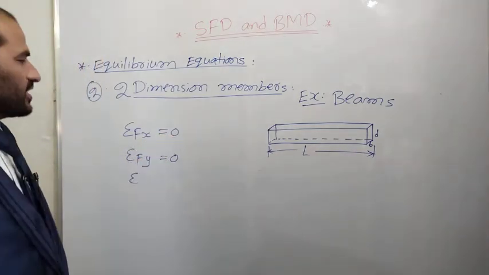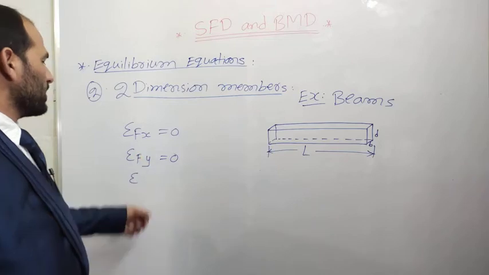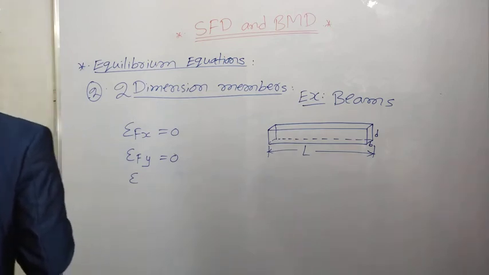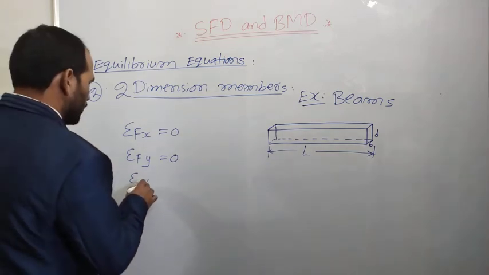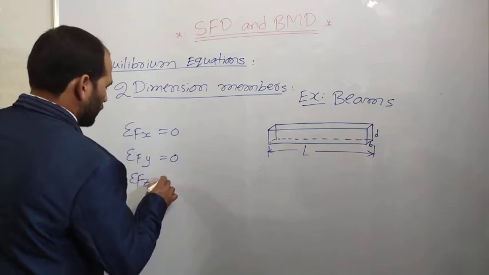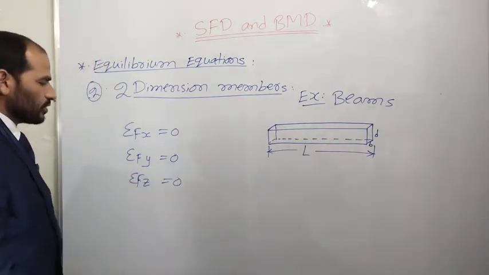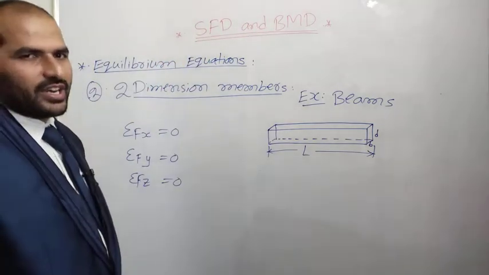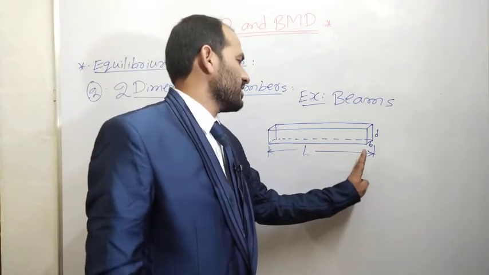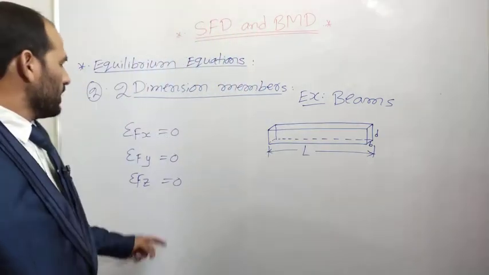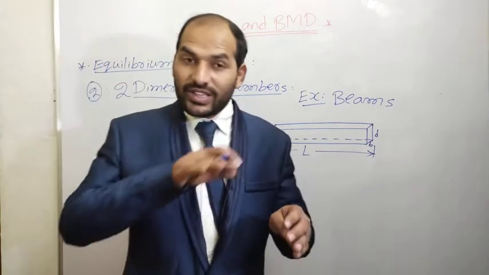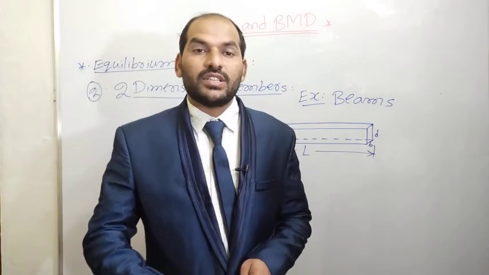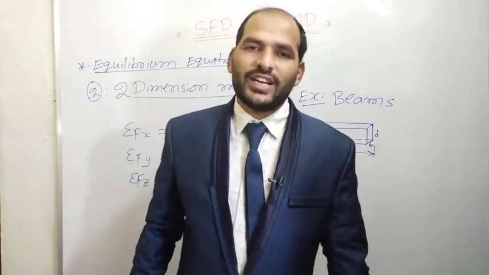Summation of forces along the x direction is 0, summation of forces along the y direction is 0, and summation of forces along the z direction is equal to 0. This is the x direction, this is the y direction, and this is the z direction. Alright, so here the summation of forces along the x direction is equal to 0, along the y direction is 0, and along the z direction is 0.